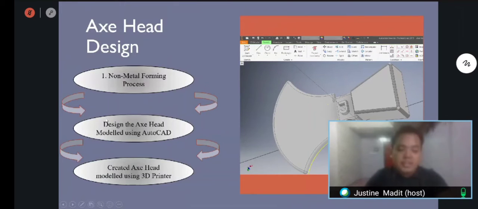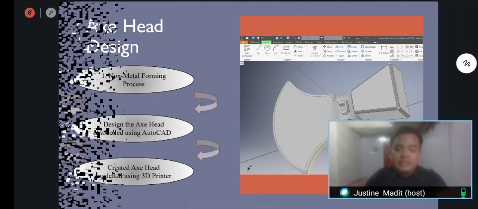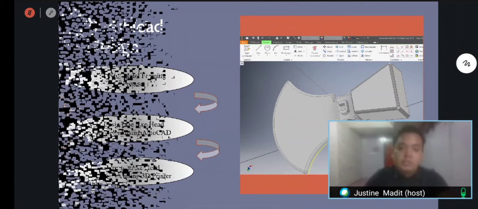Create the exact model using 3D. For us to create this, the 3D printer uses resin. Resin is a material used by the 3D printer to make the model. Then we can create a physical model of this 3D head. Yes, the material is resin. There are a few other types besides resin, but in this case we're using resin.